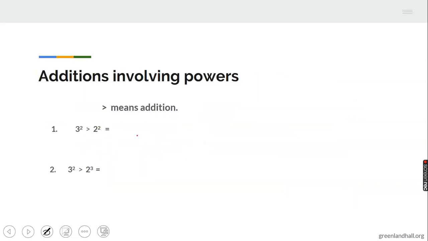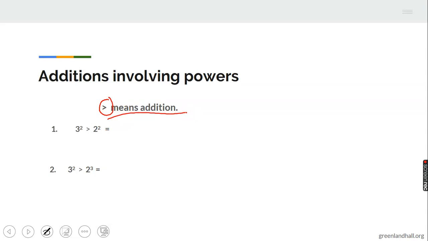So now we want to look at additions involving powers. We want to add numbers that have powers. Now we are using symbols. Look at the symbol that we have here. This is the greater than symbol. So in this lesson, this greater than symbol means addition.